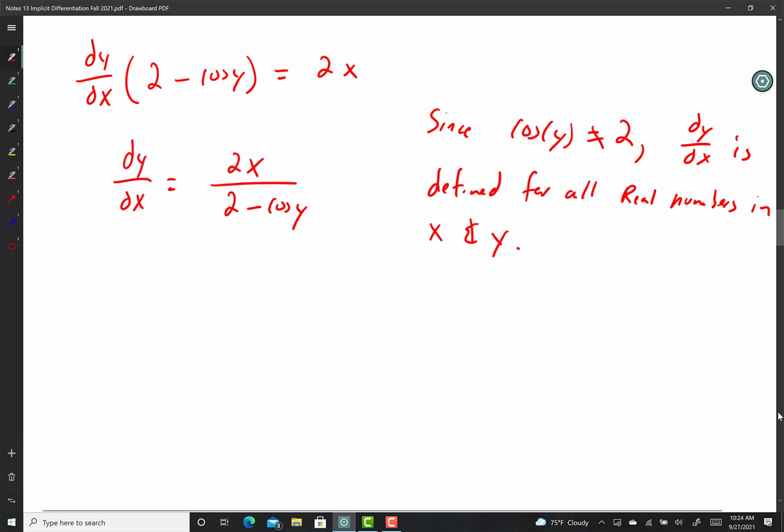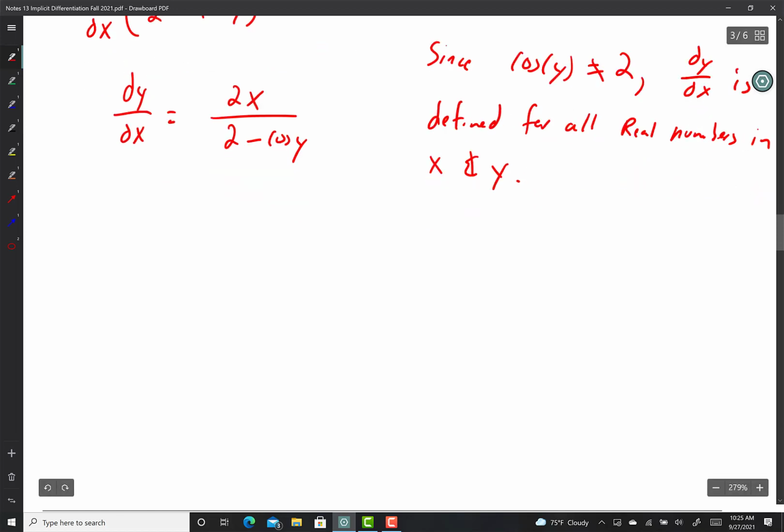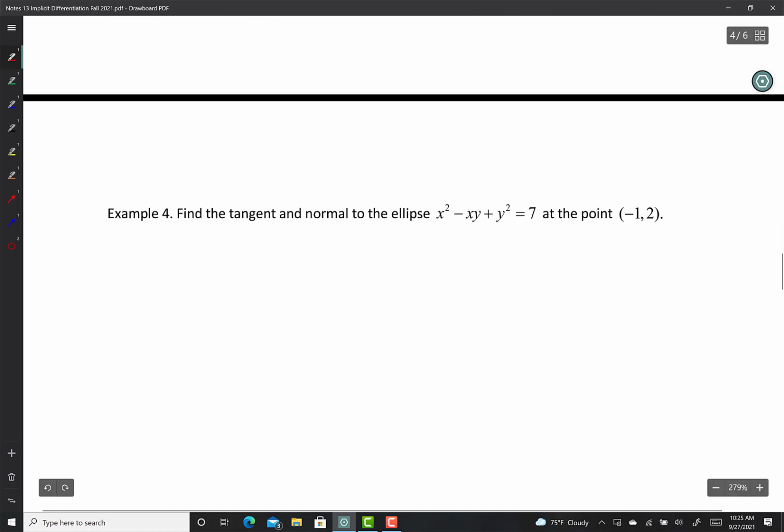Wait, so that's like the 10 to the minus 1? Yeah, that's it. dy dx equals that. Are we okay, guys? Okay. Let's keep going. Let's see if we got anything interesting.